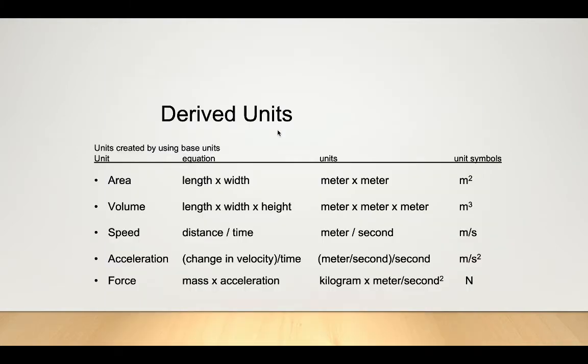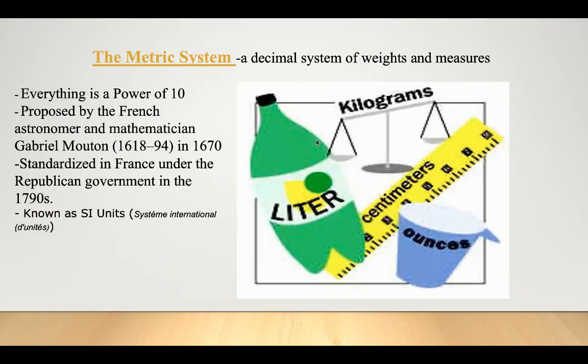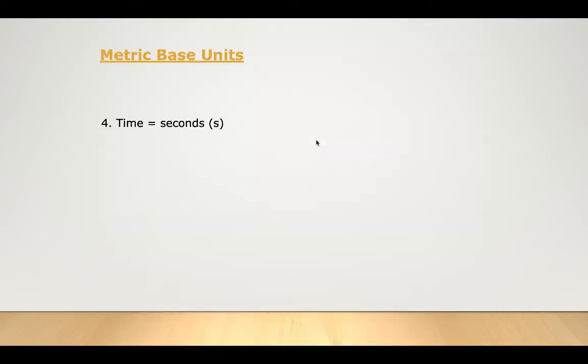So to give you a heads up, if I just go back real quick here, in 1999, NASA lost a $125 million Mars orbiter because half the project used imperial measurements and the other half used the metric. So making a math error there, that was a huge mistake. So next time you're ever in a class and you miss a point on a test, just be glad it wasn't a $125 million mistake.